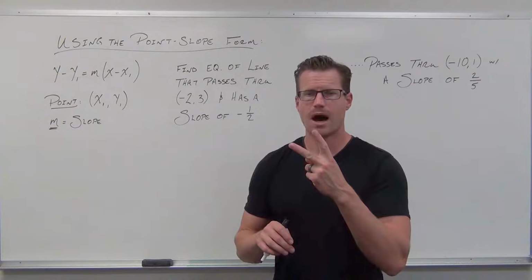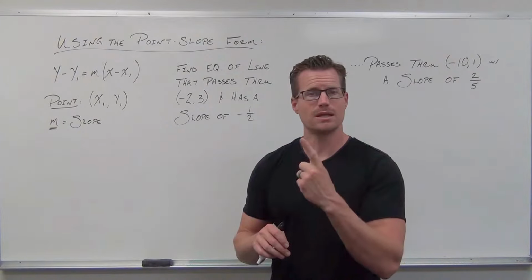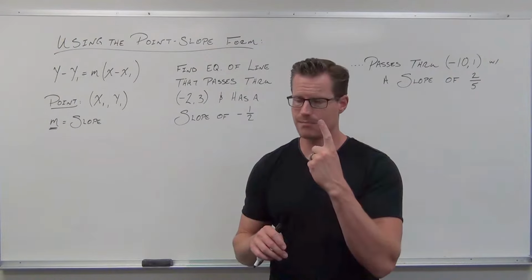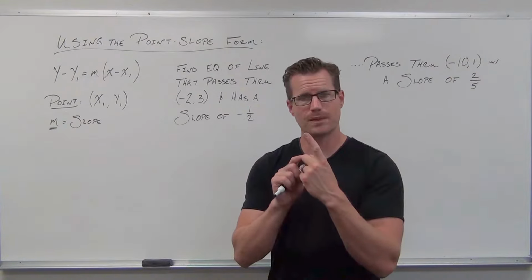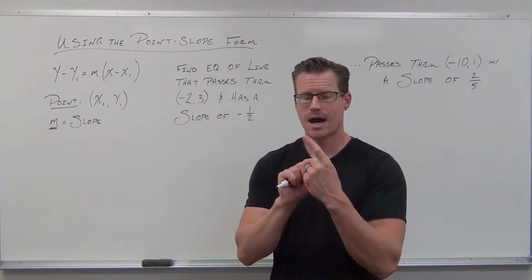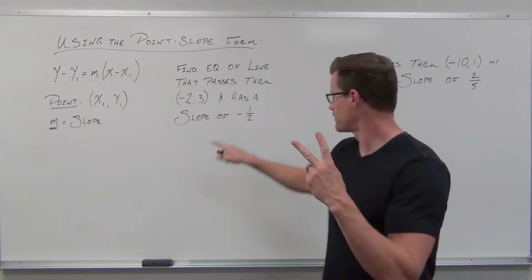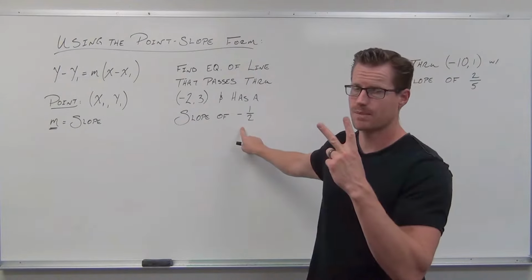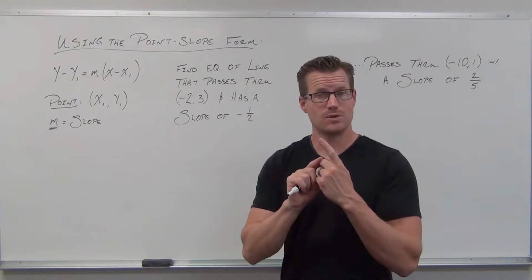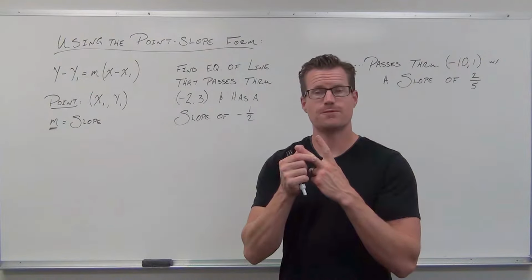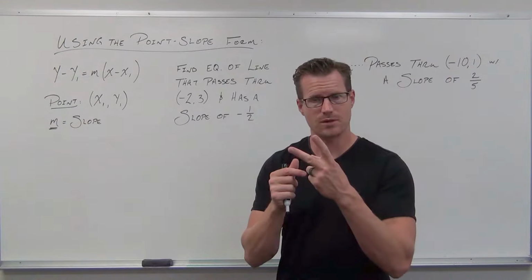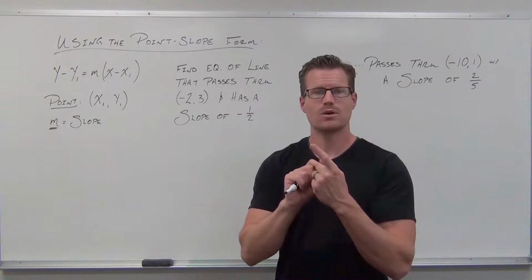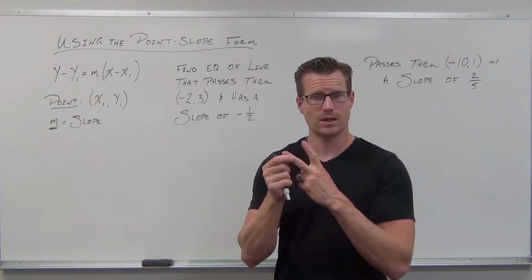Listen carefully. I always have to give you at least one point. That must be given. I also have to have the slope. Now I can give that to you in one of three ways. I can literally give you the slope, like I've done here. That's the easiest way. I can give you two points, in which case you find the slope first and then use one of those points and the slope you found. Or I can give you an equation and tell you parallel or perpendicular.